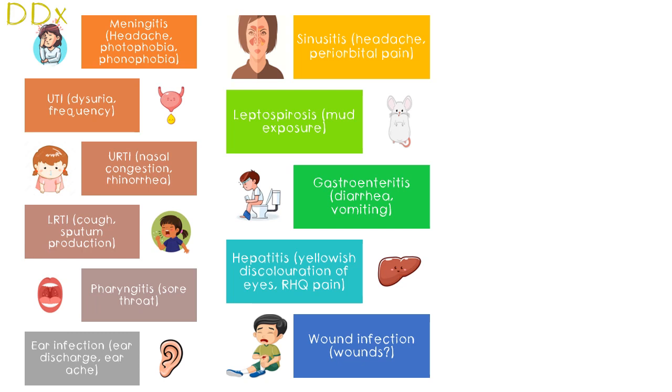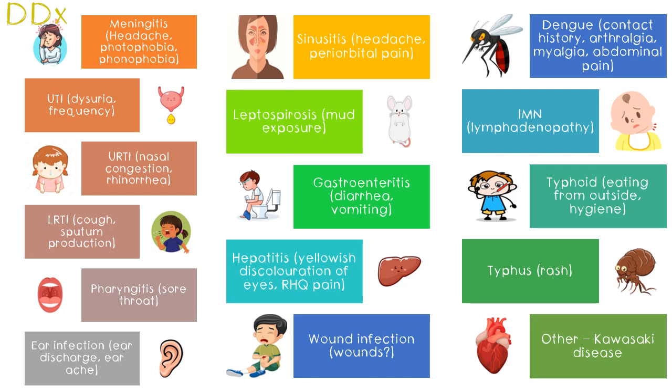Acute gastroenteritis, which we talked about in detail, is also a cause for fever, and you may see associated diarrhea and vomiting. Acute hepatitis, especially A and E, that are transmitted through the fecal-oral route and associated with poor hygiene, needs to be excluded by asking about yellowish discoloration of eyes and right hypochondriac pain. We can ask about any wounds that might be infected as well.